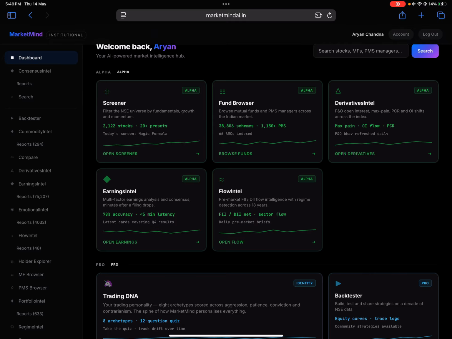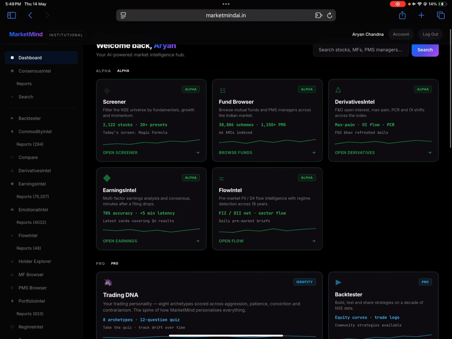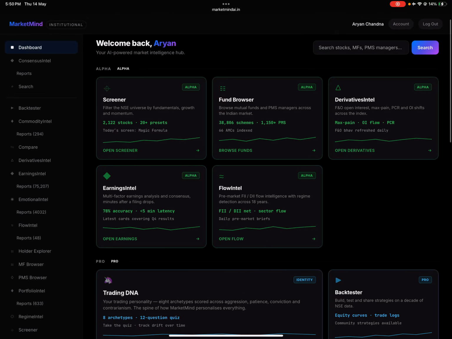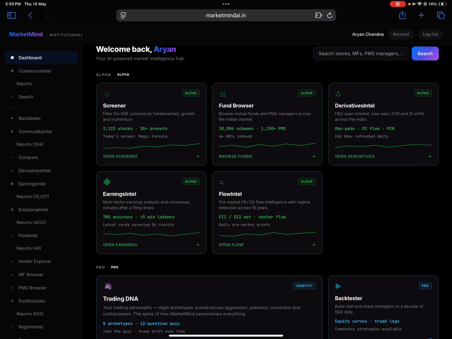We then have the fund browser. This allows you to track all the publicly available mutual funds, PMSs, etc., and research what exactly they're holding, since when, and at what rates, so you can track their holdings in a granular fashion.